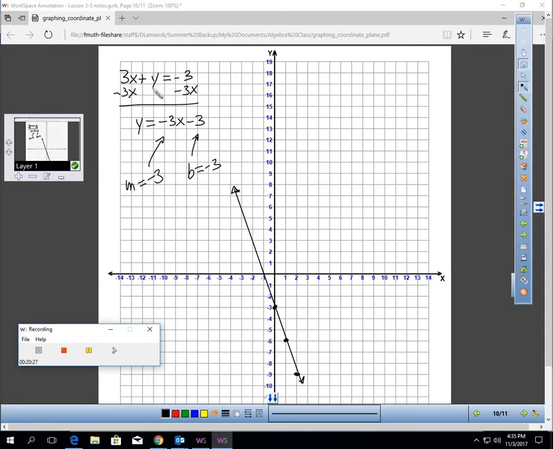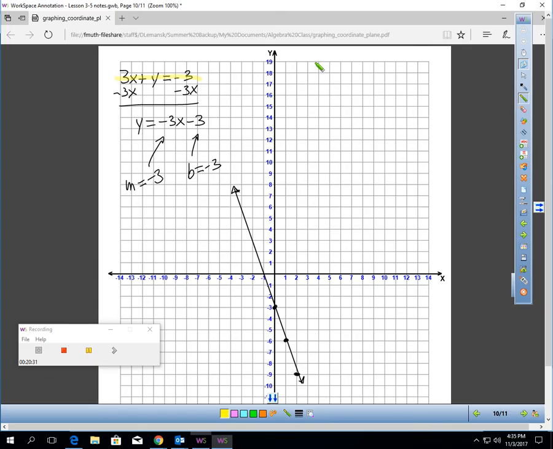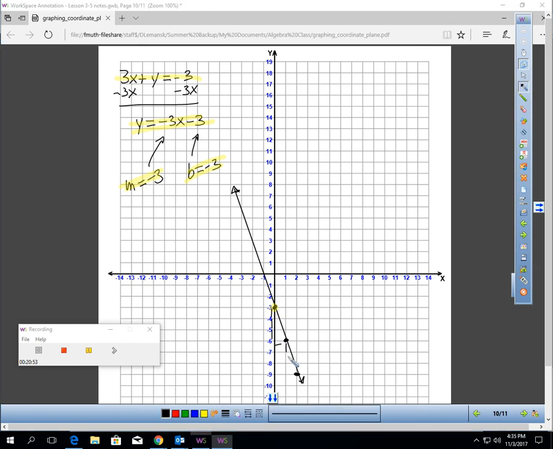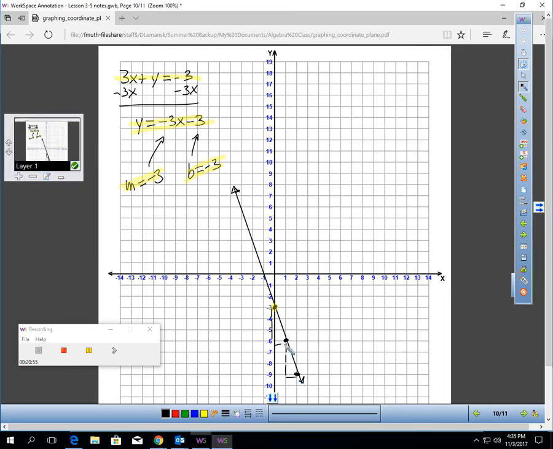Here's the next question. You notice this is in standard form. I can't have standard form. I need slope-intercept form. So take away 3x. That's slope-intercept form. My y-intercept's negative 3, which you can see I plotted here. And my slope is negative 3, which means I'll count with you. Ready? Go down 1, 2, 3, and over 1. Go down 1, 2, 3, over 1, and you can start plotting points, and there's your line.